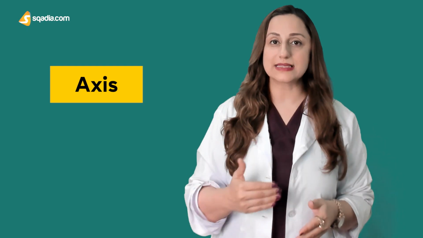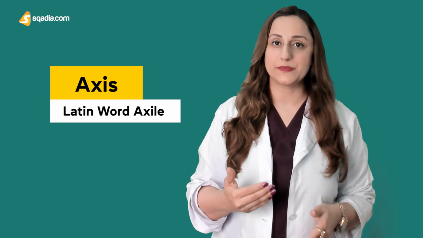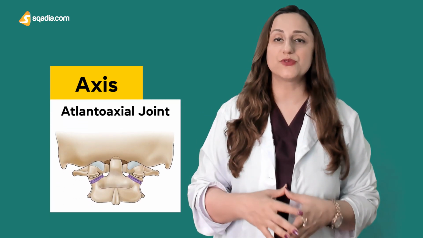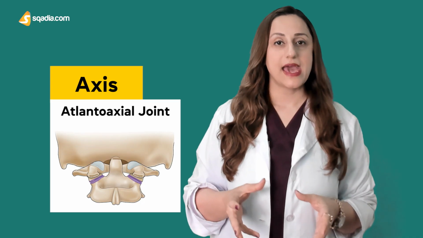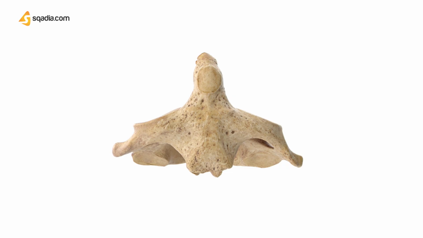Now I'll be discussing the second cervical vertebra, which is an atypical variety and is known as the axis. The word axis comes from the Latin word axle, meaning pole. It is named so because the atlantoaxial joint provides the rotational movement of the neck, and this serves as the axis of rotation. One thing that will help you identify this vertebra is the tooth-shaped process called the dens.